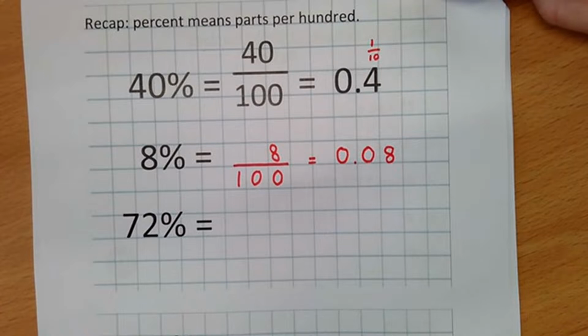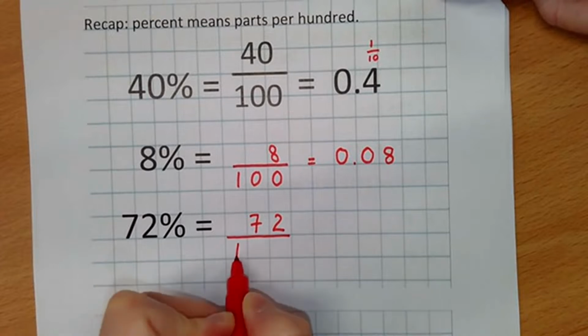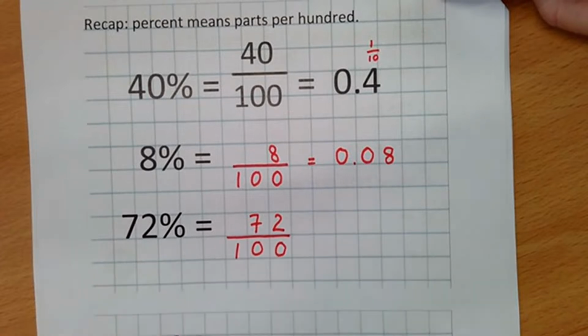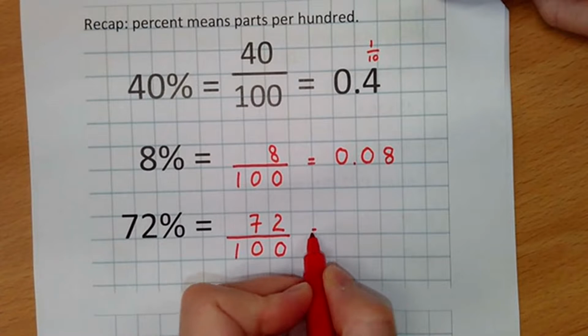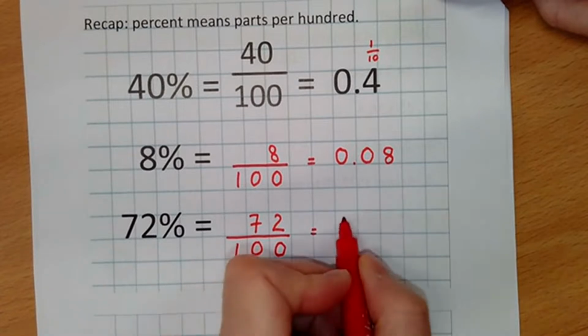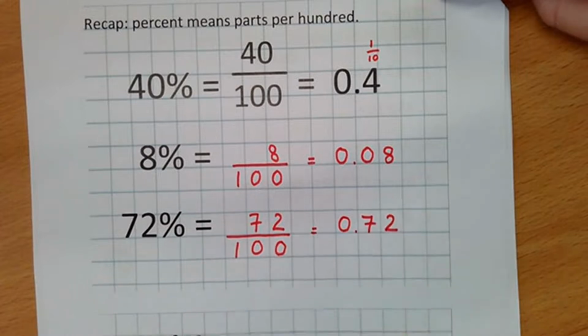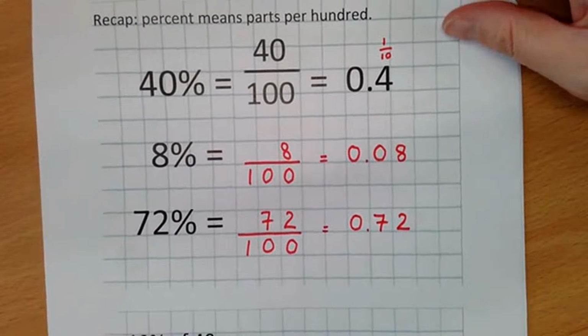72% would be what as a fraction? Tell me. Good. 72 over 100 or 72 hundredths. And as a decimal, can you tell me? Excellent. 0.72. Fantastic.